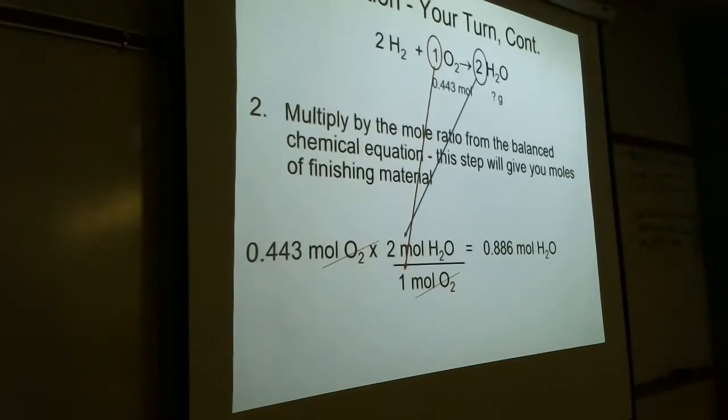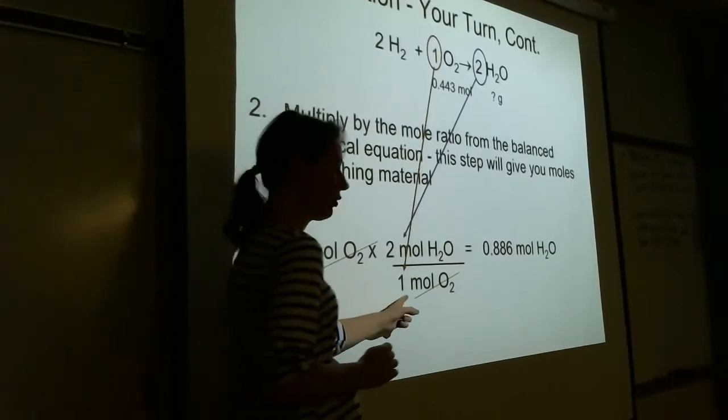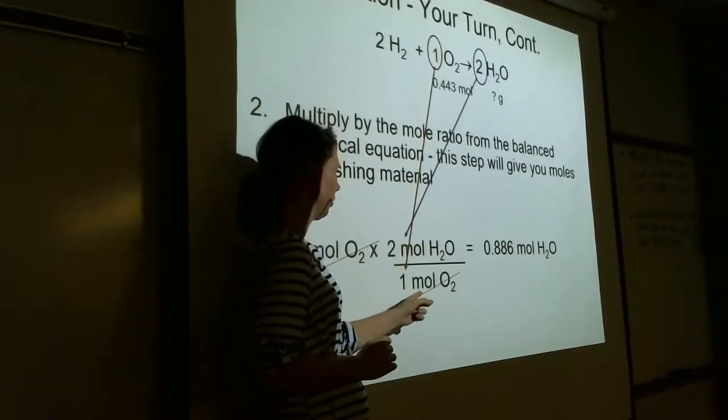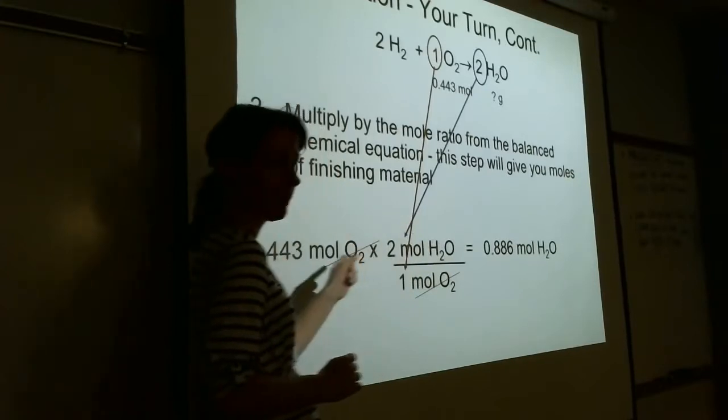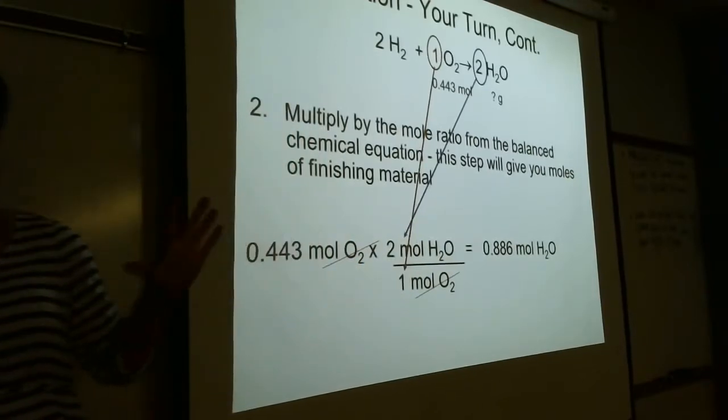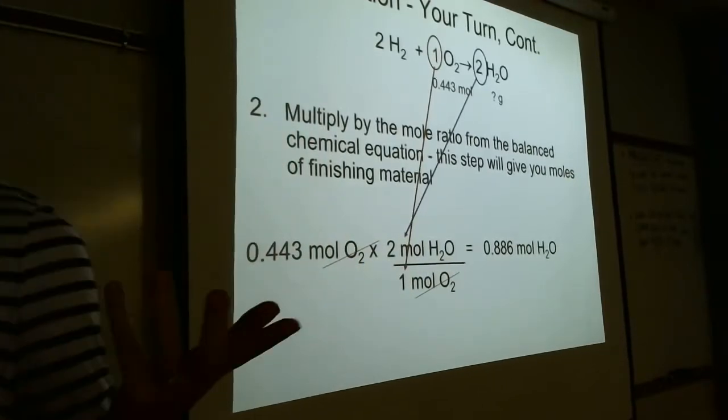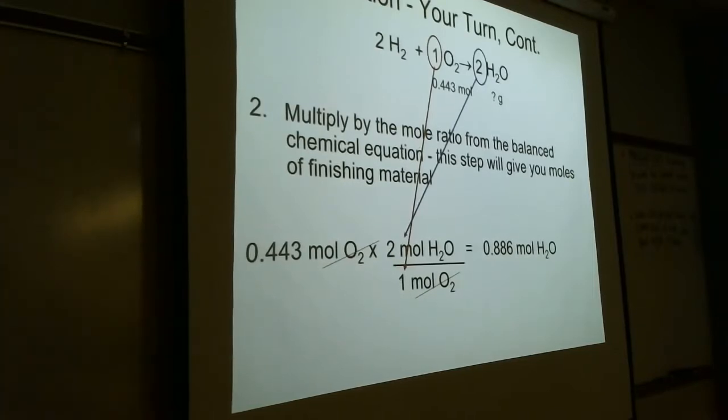This is the step that I see students do upside down a lot. You've got O2 on the bottom because you're trying to get rid of it. You've got H2O on the top because that's what you're converting to. Does that make sense? So again, carrying out extra digits because you're going to be rounding based on sig figs at the end. Any questions on step 2?